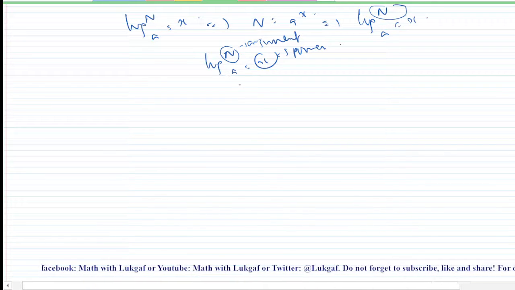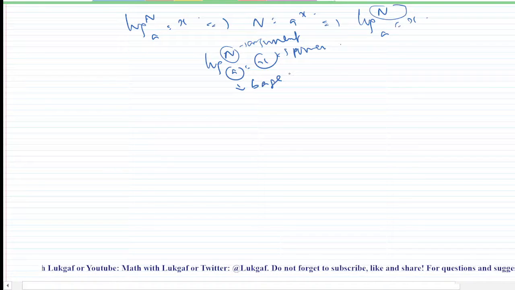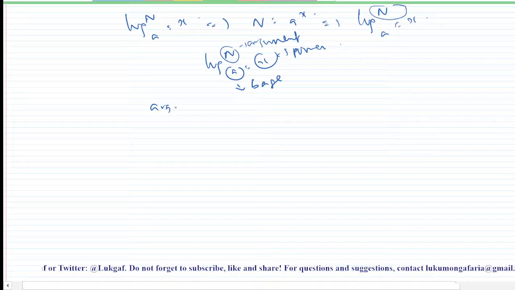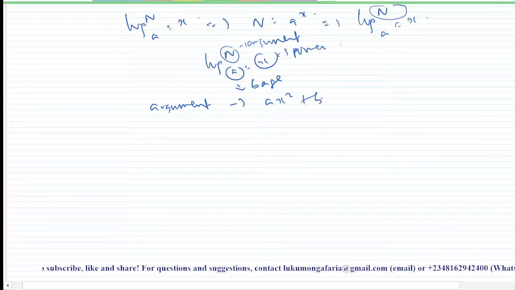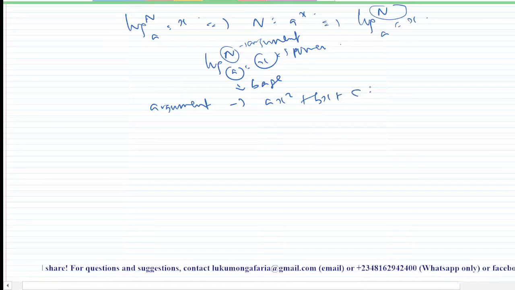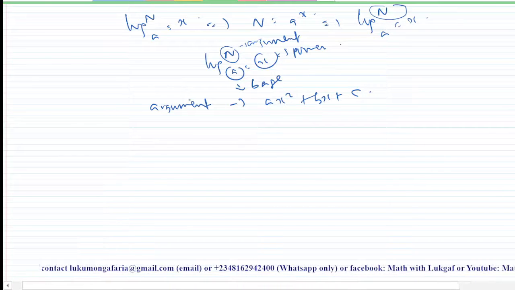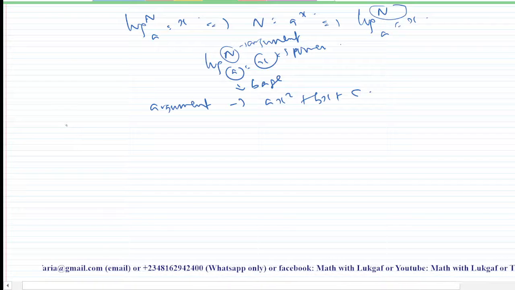So your a is the base. So when your argument is now quadratic, that is when you have it in the form of ax squared plus bx plus c, how are you going to solve this? Let me give you an example to explain what I'm trying to say.